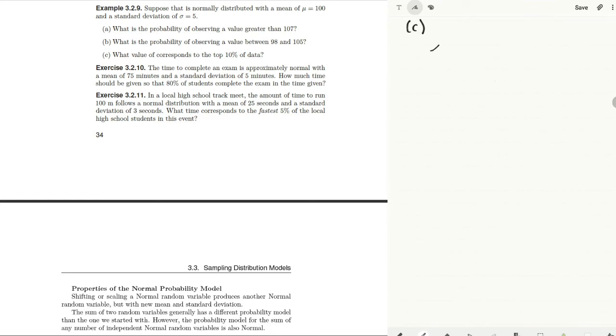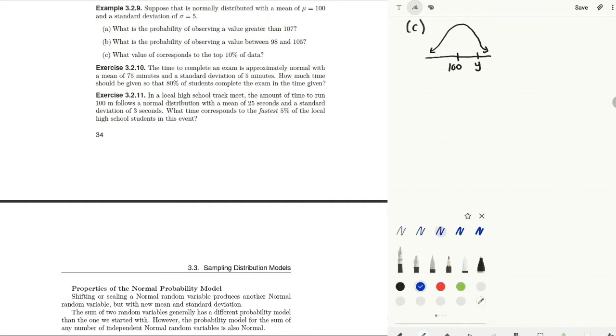So let's first draw the region. So this time we know what the area underneath the curve will be. And what we're looking for is the value of y, which corresponds to this area. So the top 10% of data will have an area of 10%, or 0.1 as a decimal, to the right of the value of y. So how can we determine this value?